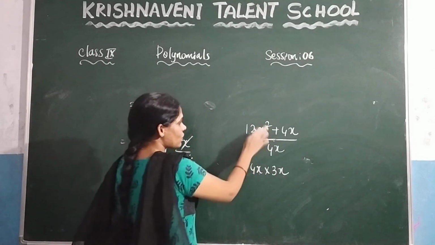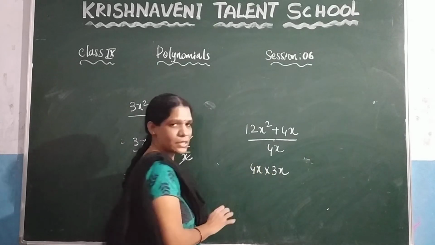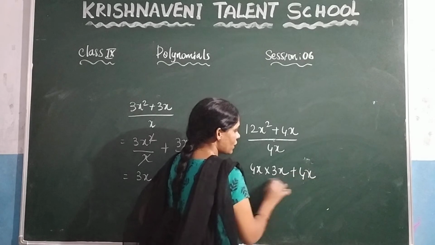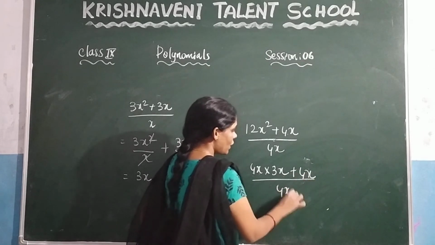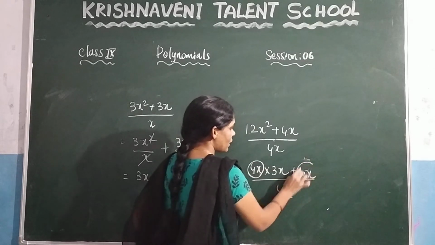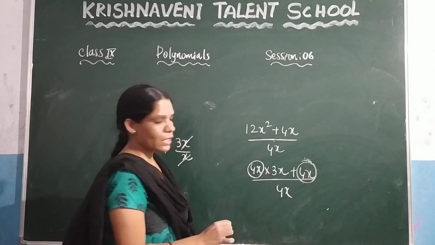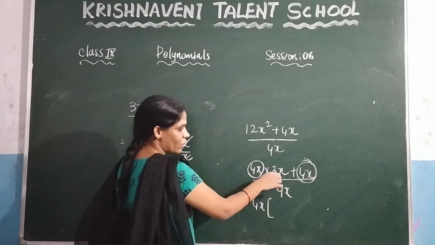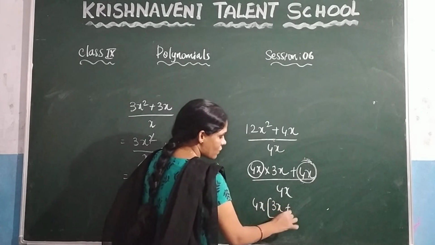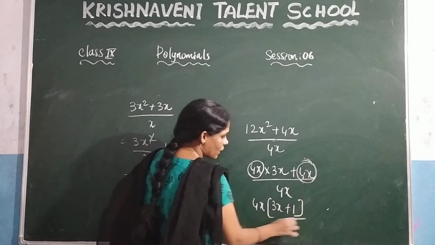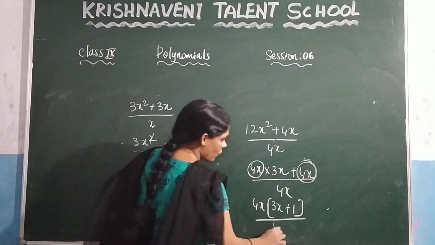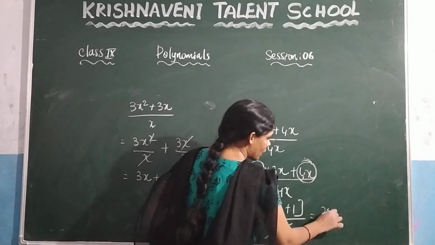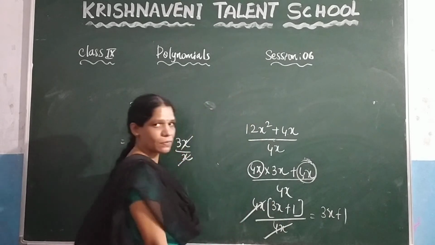So you can write 12x square as 4x into 3x, plus the other term, 4x, which is 4x into 1. Here 4x is there and here 4x is there, so you can take 4x common. If you take 4x common, what is left out here is 3x, and here what is left is 1, divided by 4x. This 4x will get cancelled. You will get the quotient, which is 3x plus 1.